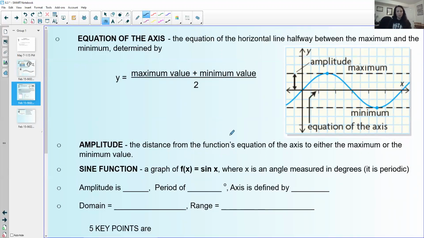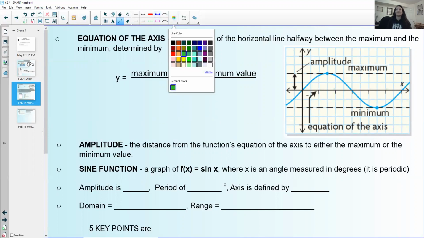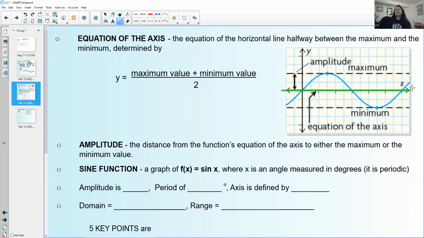A new definition for you that you're going to learn today is called the amplitude. And the amplitude, so let me just do this in a different color so you can see how pretty these things turn out to be. So if my equation of the axis is right there, my amplitude is the height from this equation to my maximum or to the peak. Okay, so this is the amplitude right here. They drew the arrow at the side, it doesn't matter. Okay, so it's from the equation to the highest point that you have.